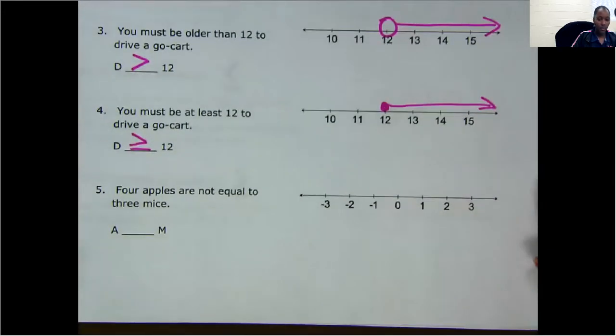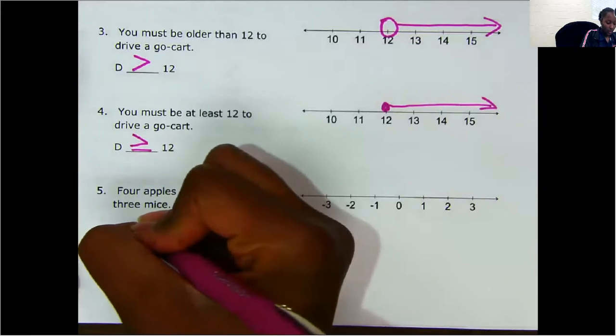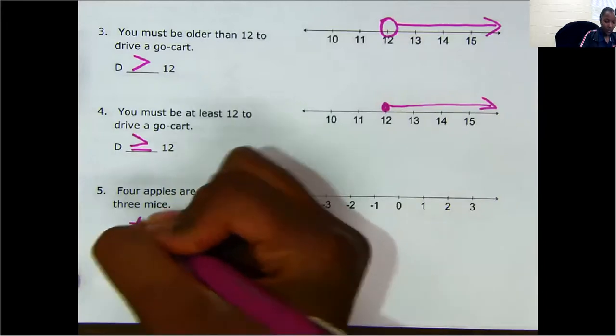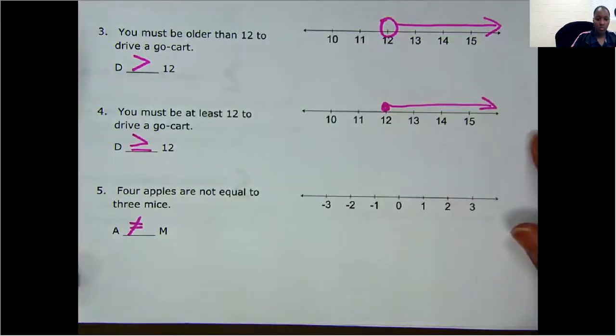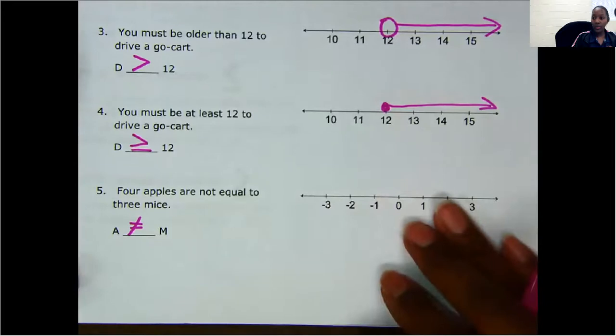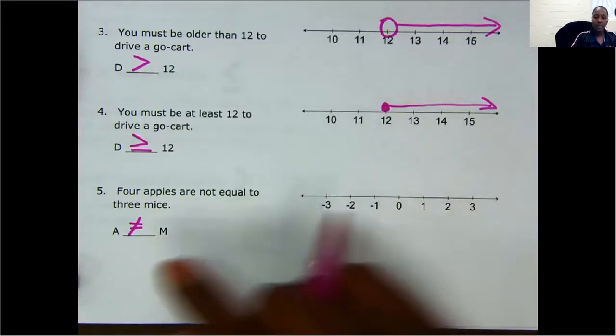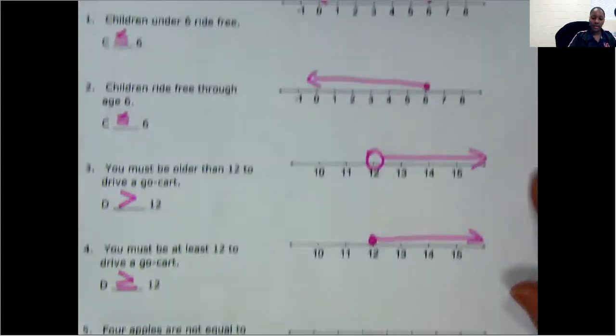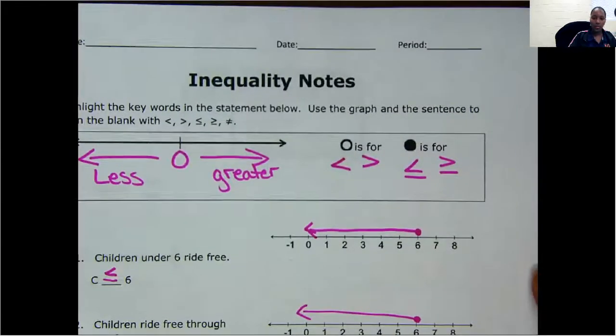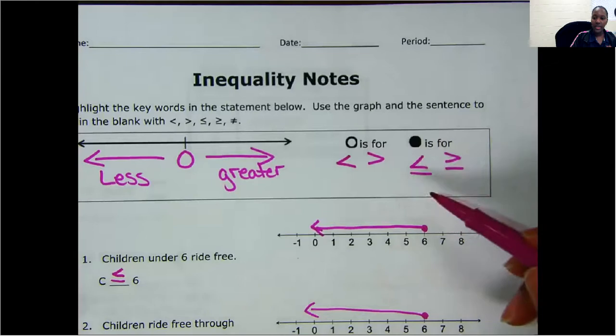4 apples are not equal to 3 mice. Not equal. 4 apples are not equal to 3 mice. So I can't graph it. There's no comparison. But this is the symbol that I would use. Okay?